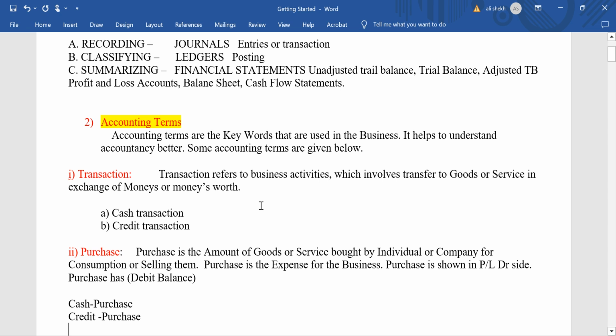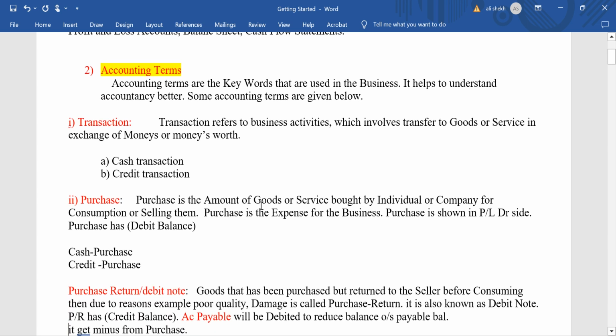So what is a business transaction? A business transaction refers to business activities which involve the transfer of goods and services in exchange for money or money's worth. Transactions can be of two types: cash transactions and credit transactions. If there is an immediate exchange of money, that is a cash transaction. And if there is no immediate exchange of money, then it is called a credit transaction.